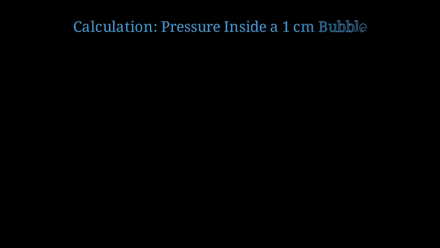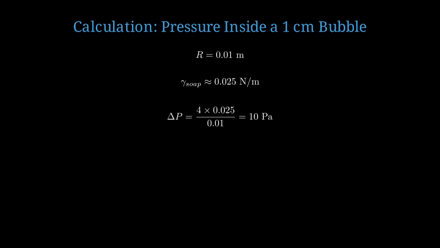Let's do a back-of-envelope calculation. What's the pressure inside a soap bubble with a radius of 1 centimeter? The radius is 0.01 meters. For soapy water, gamma is approximately 0.025 newtons per meter. This is lower than pure water because soap reduces surface tension. Delta P equals 4 times 0.025 divided by 0.01, which gives us 10 pascals. 10 pascals is approximately 0.01% of atmospheric pressure. This seems small, but it's significant enough to keep the bubble inflated.